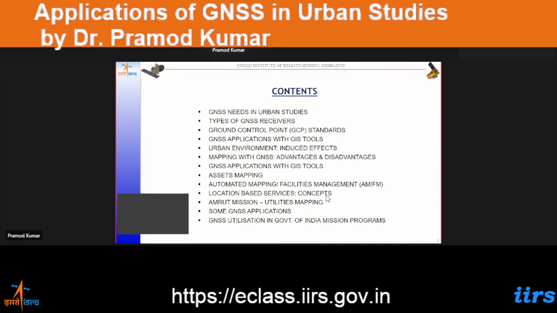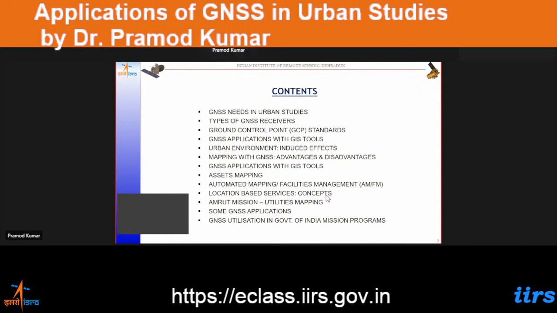Now, once we have acquired the data using the GNSS, using the GIS, how we can carry out various kinds of mensuration. Then after that, I'll also deal with the different urban environment induced effects which cause deterioration in the GNSS signals, and what are the advantages and disadvantages while you are mapping with the GNSS.